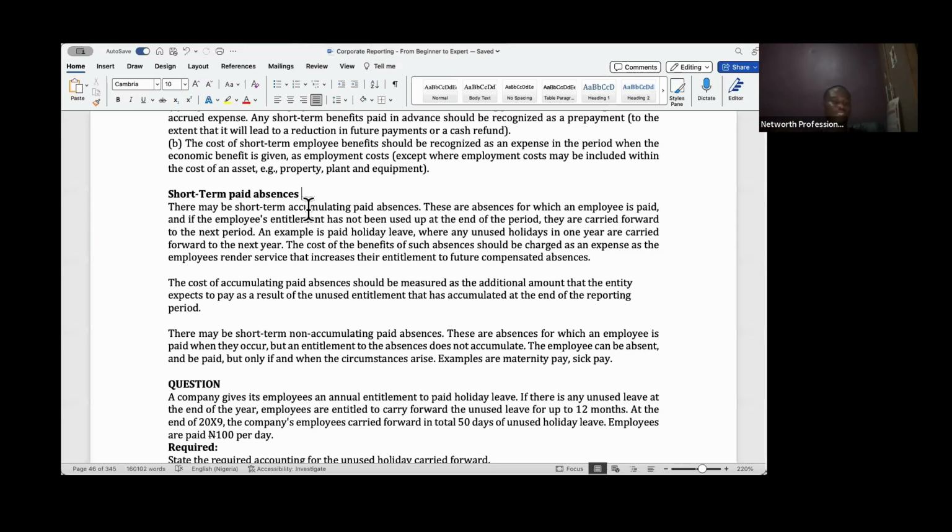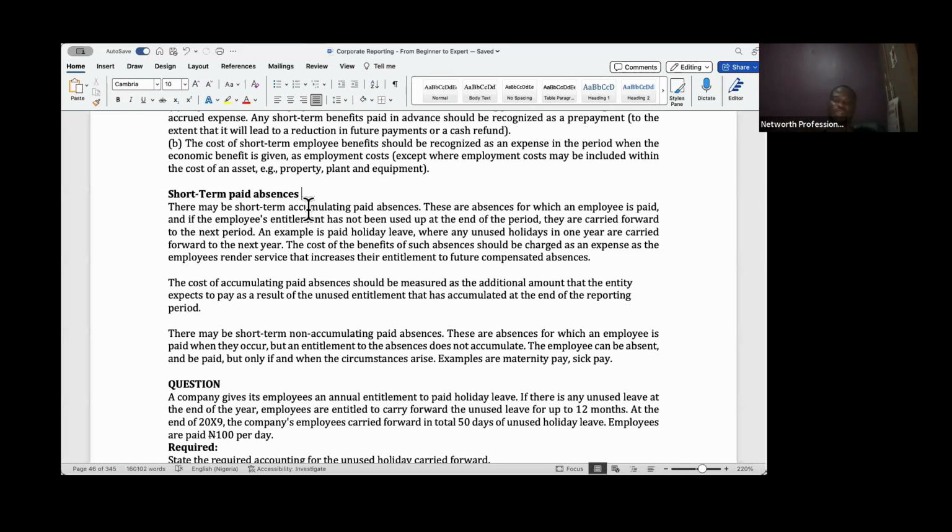To account for that is very straightforward. If you don't go on leave, which means you will not get the money, it will not even show in our books at all, because we don't have any liability, neither do we have any expense, since you did not go on leave. However, if the policy is such that even if you don't take the leave, you can still carry it forward to next year, then that becomes an accumulating paid absence.